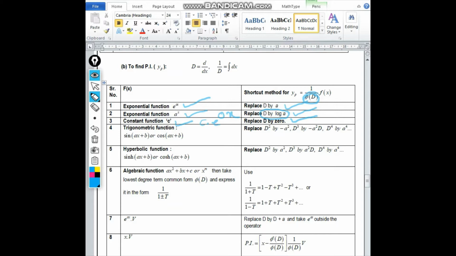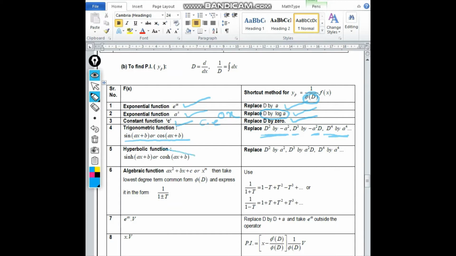Next we have the trigonometric function, sin(ax+b) or cos(ax+b). In some cases, only sin ax is there or only cos ax is there. In such a case, we replace every D square by minus a square. Remember, there is no replacement for D. D we have to keep as it is. Only D square we can replace by minus a square. If a term of D cube is there, then we replace it by minus a square D, and D raised to 4 we replace by a raised to 4. So in short, replace only D square by minus a square and keep D as it is.